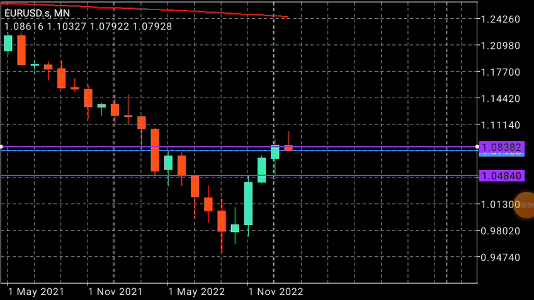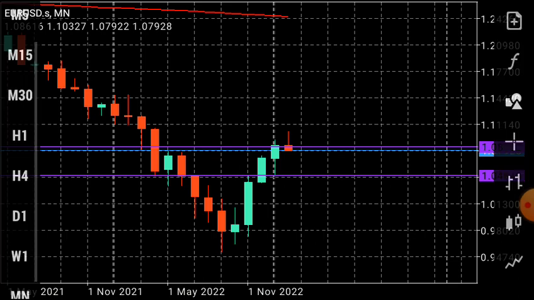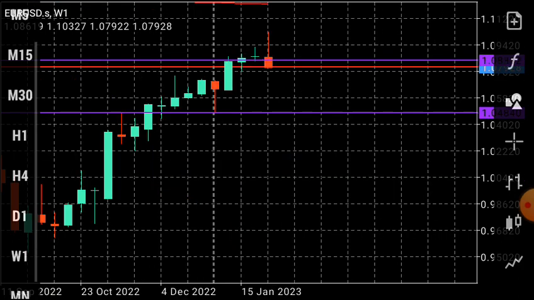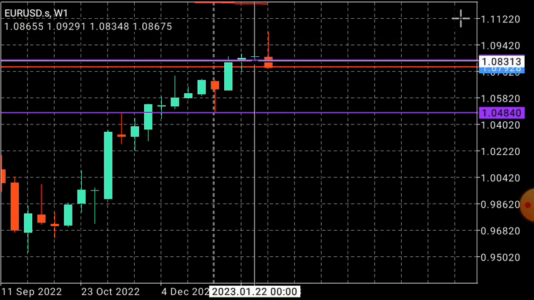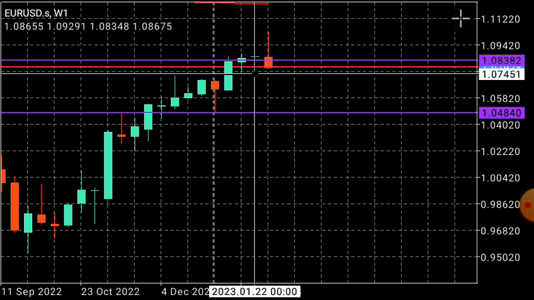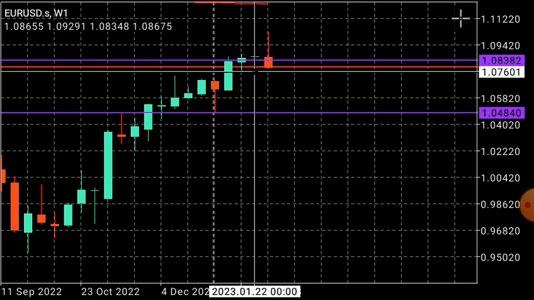Okay, so I plotted my horizontal lines. As you can see, the market is on a bearish candlestick. Let's jump to the weekly. On the weekly chart, I'm seeing a pin bar that closed below the price. It broke the previous weekly low. It's currently targeting the previous 2 weeks low.